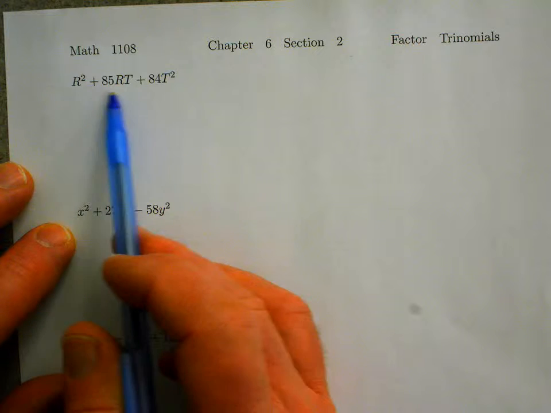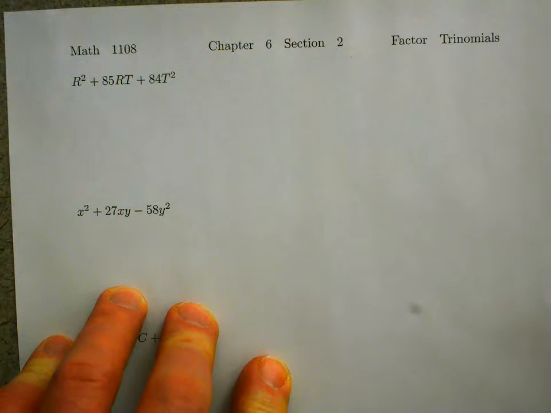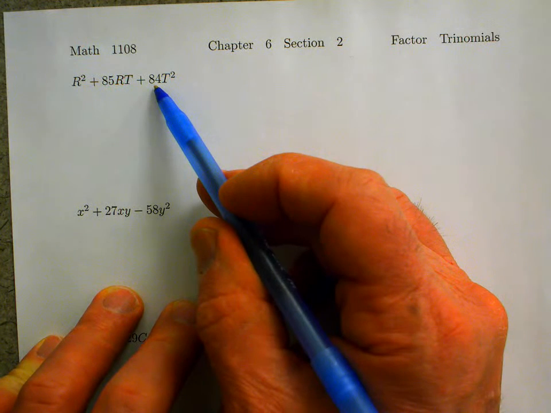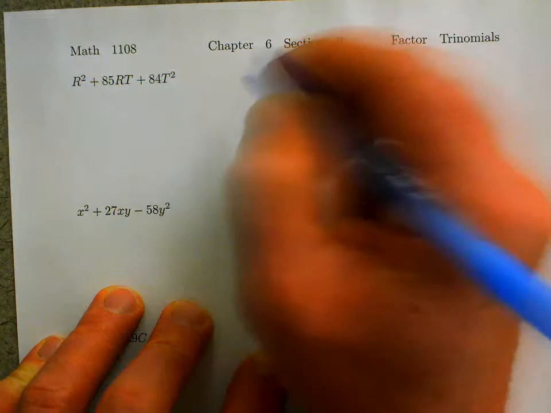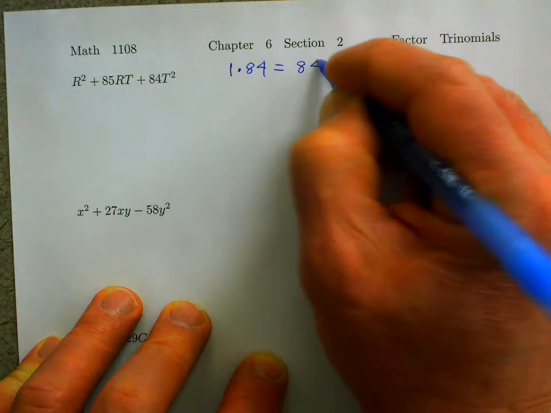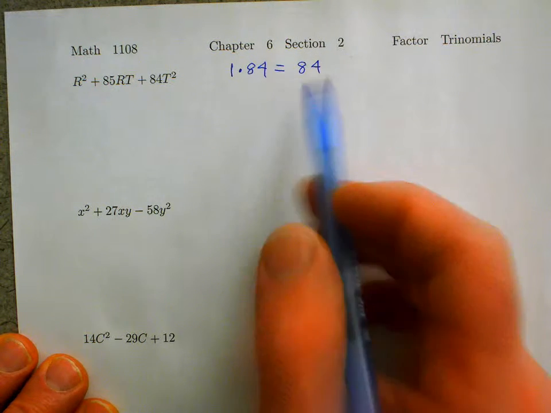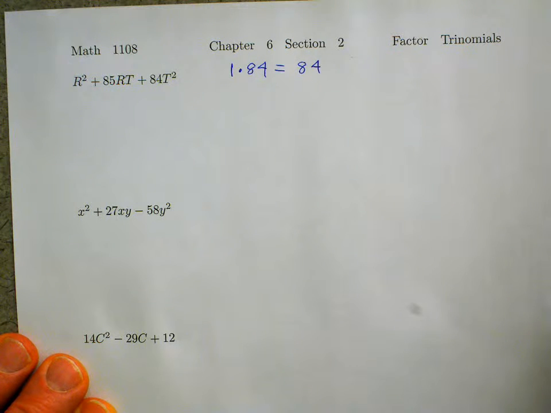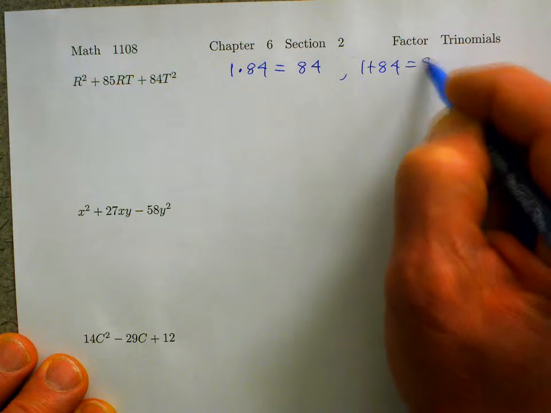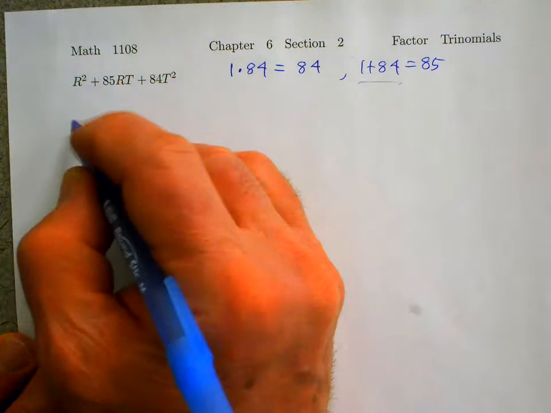So here we have r to the second plus 85rt plus 84t to the second. The numerical coefficient of r squared is 1, and the numerical coefficient of 84t to the second is 84. So when we apply the AC method, we multiply 1 times 84 to get 84. And we want to see if we can find 2 integers that have a product of 84 and a sum of 85. Well, 1 times 84, if we add 1 to 84, we get 85. So those are the integers, 1 and 84. We found those immediately. So that means we can factor this.